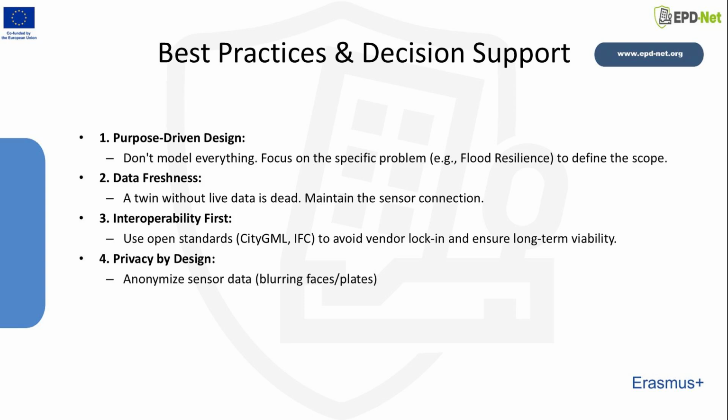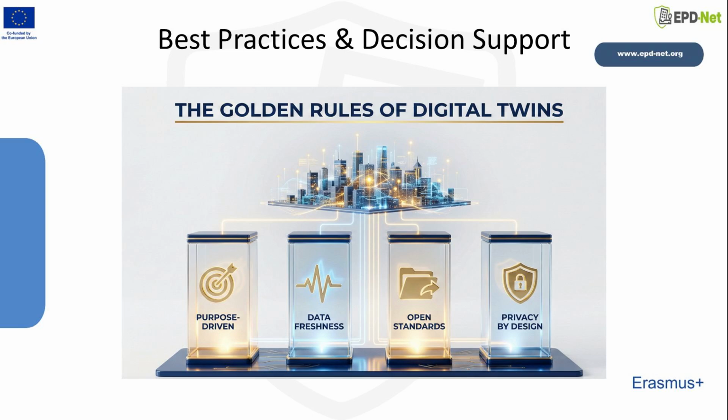Before we conclude, let's cover the golden rules or best practices for implementation. First, be purpose-driven. Don't build a twin just to have one, build it to solve a specific problem, like flooding, to keep costs down. Second, ensure data freshness. A digital twin without live data is just a dead model. Maintain the sensor connection rigorously. Third, always insist on open standards like CityGML. This prevents vendor lock-in and ensures you can still open your files 10 years from now.